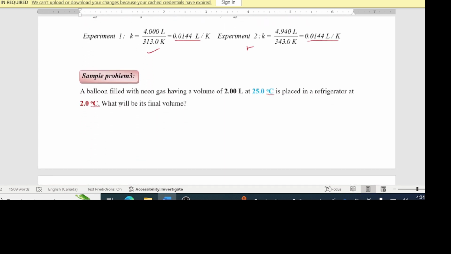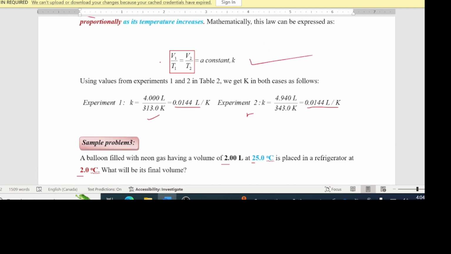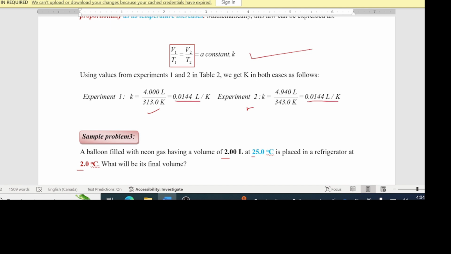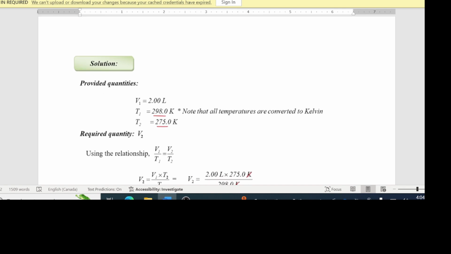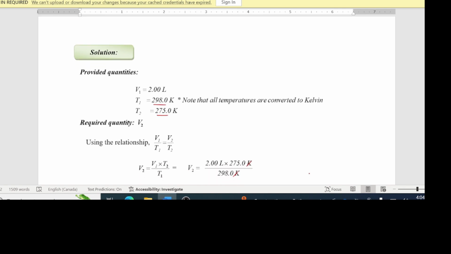Look at this. A balloon is filled with neon gas, so that's V1, and that is T1. You put it in a refrigerator now. What will happen to the volume? Will it get bigger or smaller? The volume will get smaller, right? So you're looking for V2, and you can use this expression here. We know V1, T1 and T2. All you do is make V2 the subject of the equation. To show you how, I show you the mathematics here.